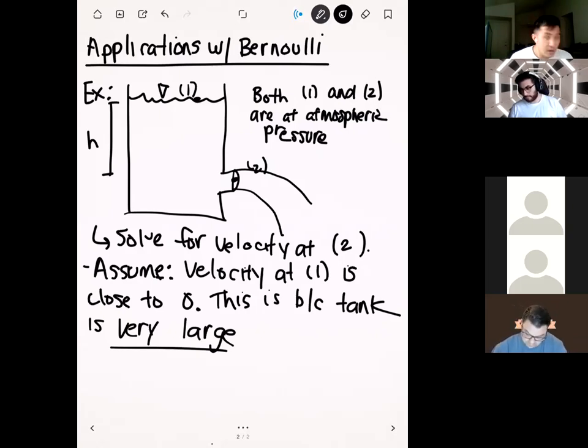Any questions on this, on the problem setup? Yes. Yeah, h is from 1 to 2. H is the height difference between 1 and 2.